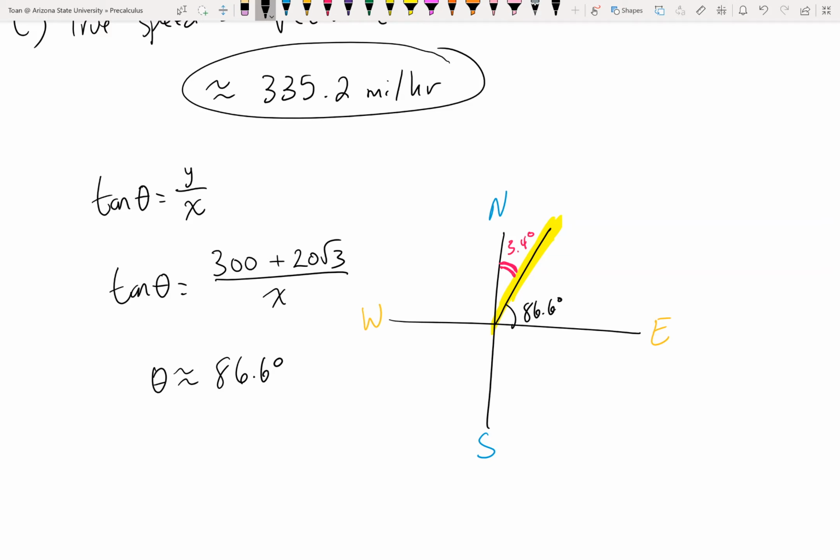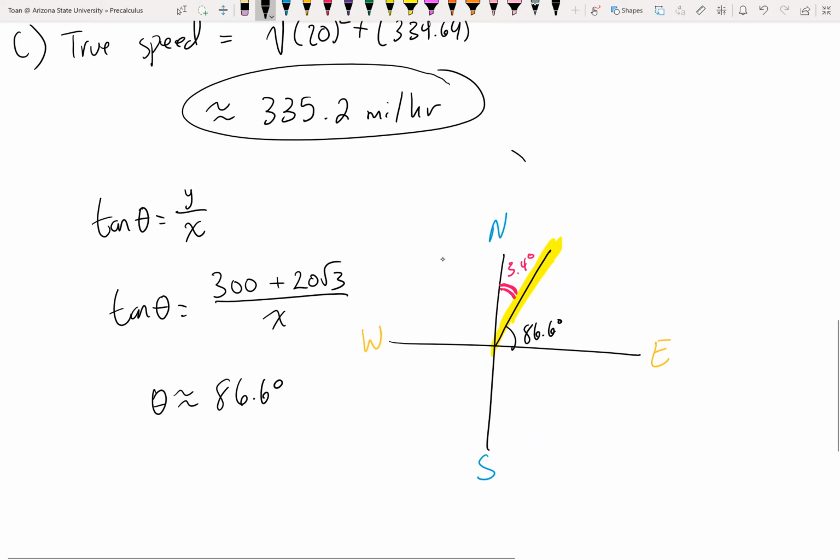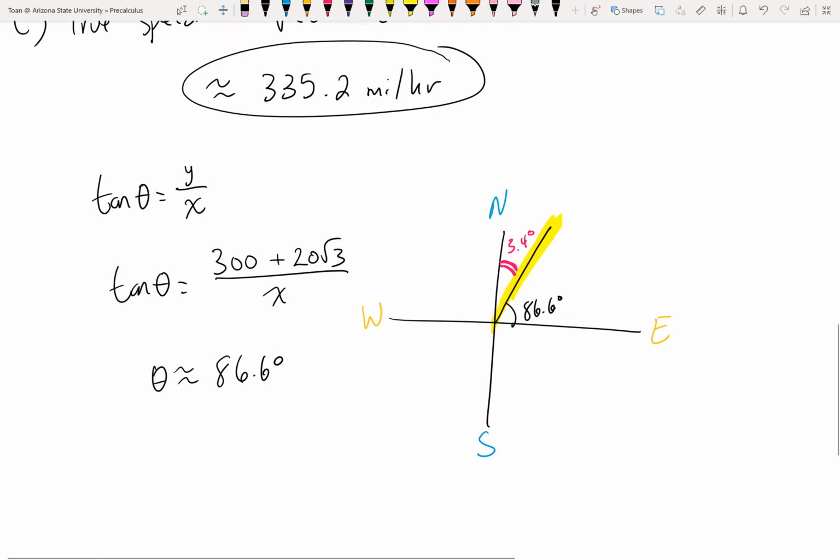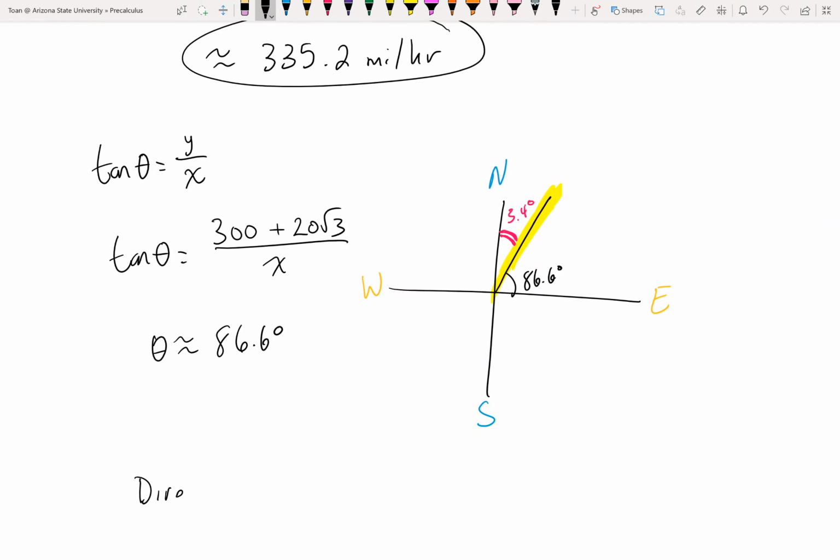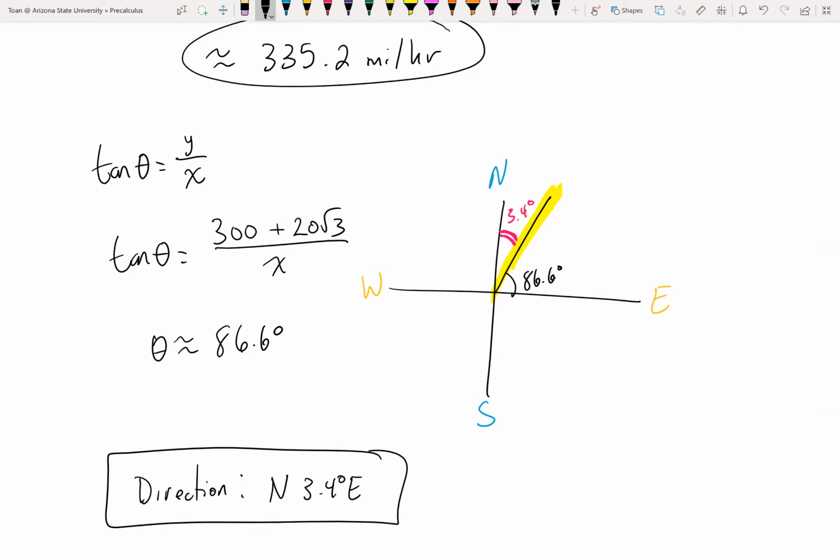So that's the direction. So true speed we found up here. And then we can see that the direction in compass bearings is north, 3.4 degrees east. So if you're doing these problems and you're finding the direction and you check the answer key and it's not matching, just try compass bearings. They probably did compass bearings.